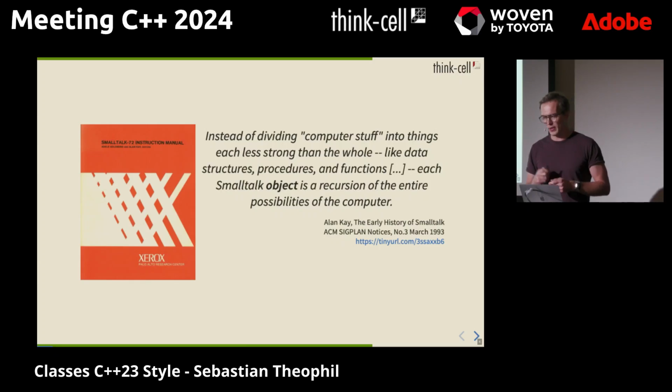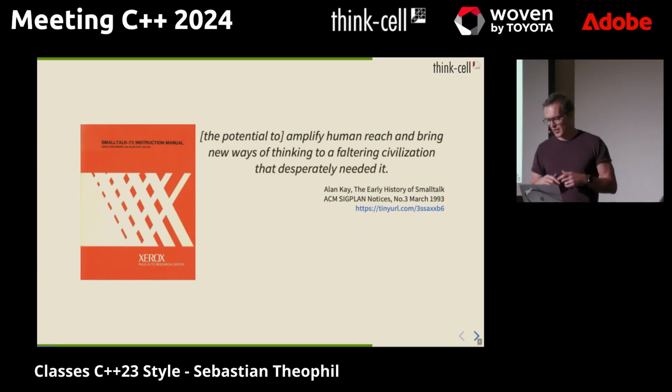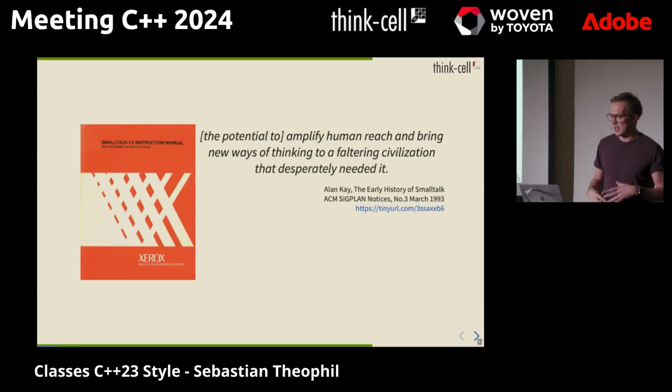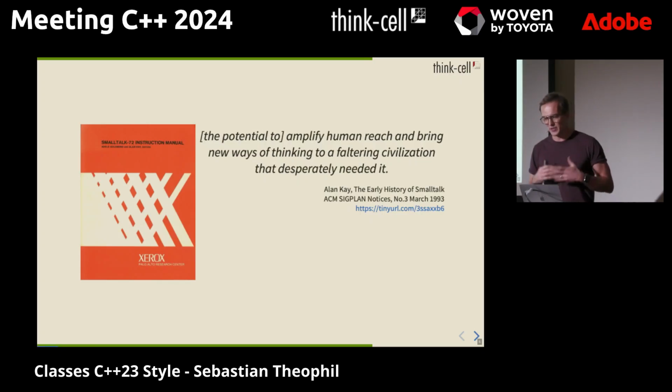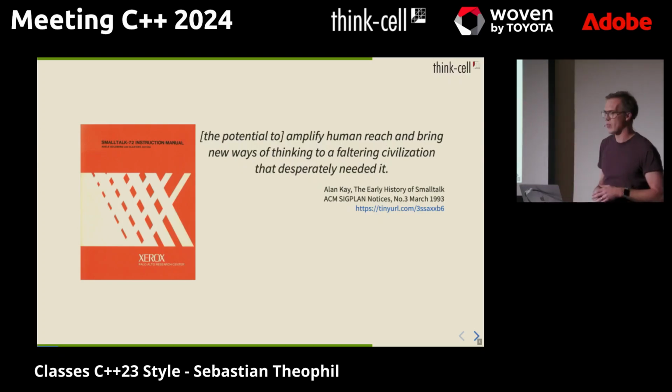A bit further in the same paper was a different quote. It doesn't have anything to do with my talk, but I still want to share this today. This is something to take home today or to take later to the bar. Because he was developing Smalltalk in the 60s, and he said he was thinking a lot about the potential to amplify human reach and bring new ways of thinking to a faltering civilization that desperately needed it. So this is something to discuss later at the bar, if that's what we're doing. Is that what we're doing day by day in our work? Because that was his goal. That's a pretty good goal, I think.